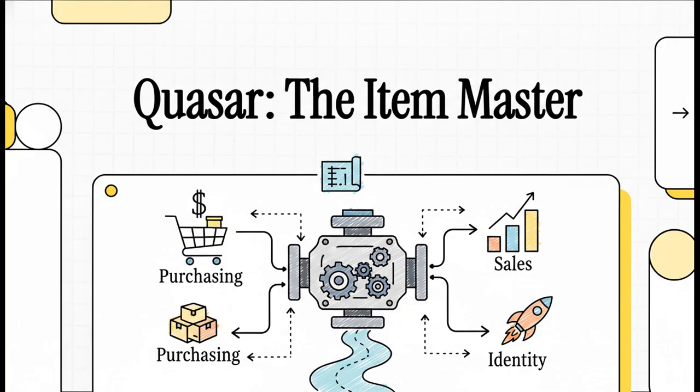Today we are diving right into the heart of your business, Quasar's Item Master. This is where every single product you sell gets its digital life, its identity. If you get this part right, trust me, everything else just flows, from ordering inventory to ringing up a sale. So let's get into it.